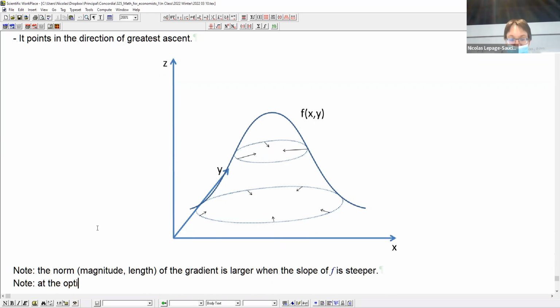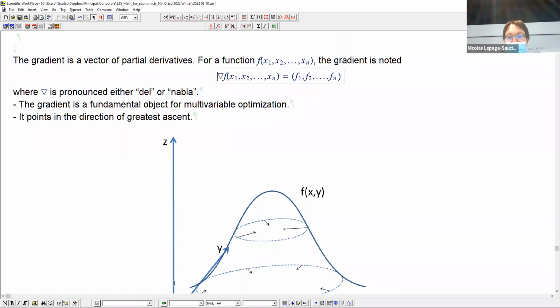At the optimum, the gradient is 0. That's what we're looking for when we're estimating models. I'm going to put this in bold case because it's a vector. What this means is the first derivative of f with respect to x is 0, with respect to y is 0, with respect to all other variables is all 0. That's what it means to be at the top of the mountain.